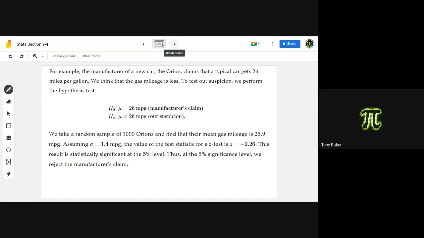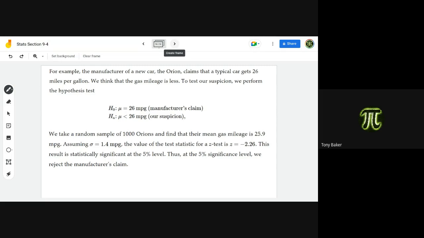So what are we rejecting? We rejected that it's actually 26, right? And based on our sample of 1,000 cars, we found that the gas mileage is what? 25.9. Okay. Is that big of a difference? Statistically, we would reject their claim. But practically, does it make a difference? No. Okay. And that's important.